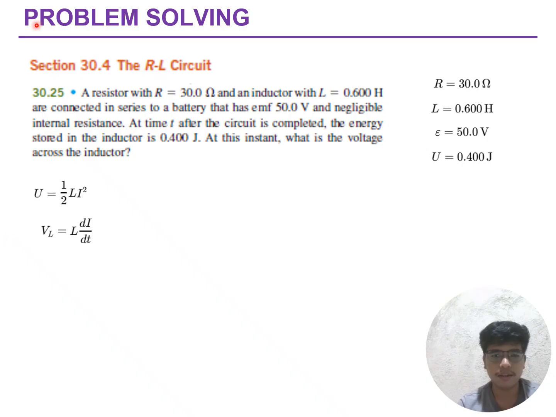And then after that, we have Kirchhoff's rule, which gives epsilon equal to IR plus V sub L. To find the current at this instant, since we are given the energy stored in the inductor, we first use the energy formula to find the current. So we solve for I: I is equal to the square root of 2U over L.